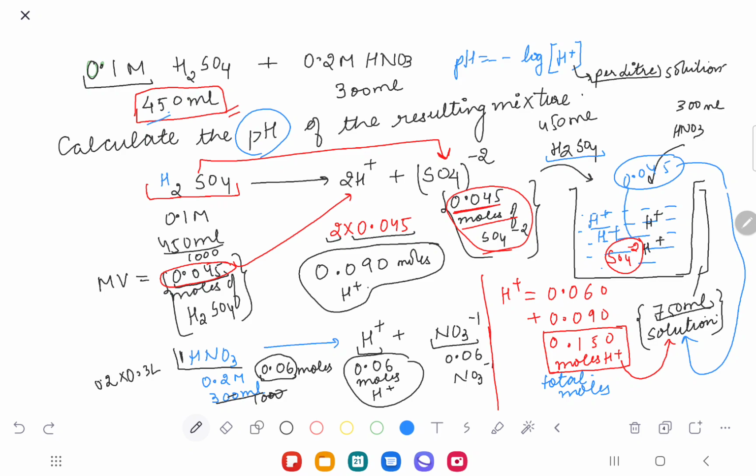Okay? So when somebody asks you what is the concentration, when they mean the concentration, it would always mean per liter. So you would do what? You will say 0.045 moles of sulfate is present in 750 ml solution. Yes or no, Aditi?